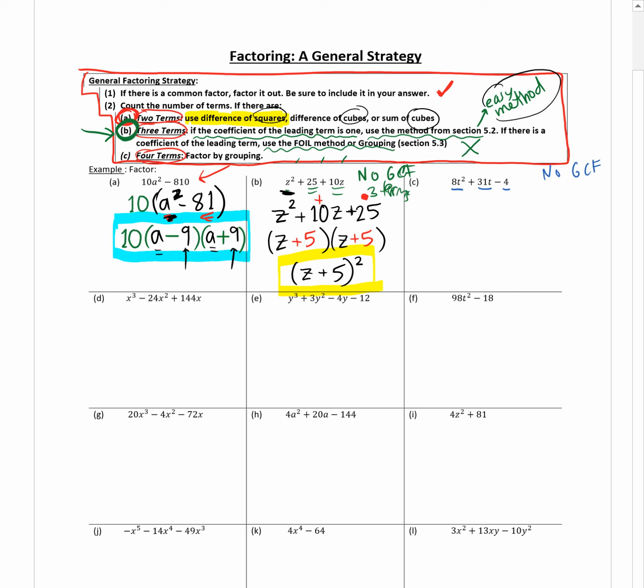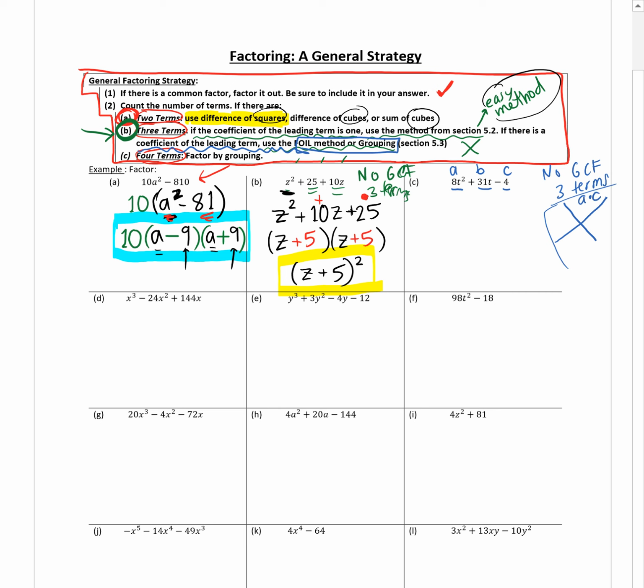So now step 2 says, count the number of terms. And we've already commented that there are 3 terms here. There are 3 terms, but the coefficient of t, or of x, or whatever variable, is not 1. So, as it describes in part B, since there's a coefficient on the leading term, we're going to have to use the FOIL method, or that grouping method. This is probably the one that I would be least excited to see. So I have to make that little box, say, well, 8, that's going to be my A, 31's B, negative 4 is C. So the first thing I want to do is figure out what's A times C.